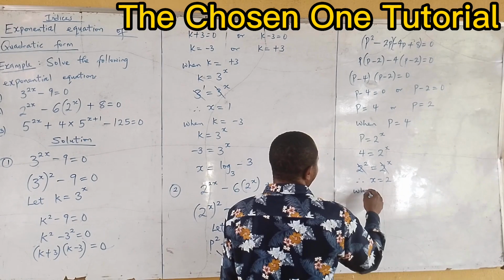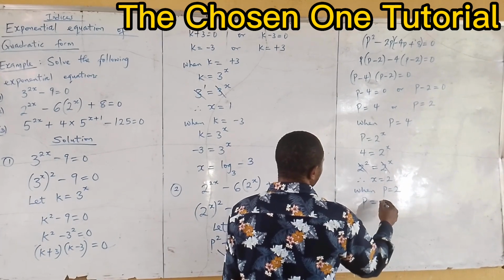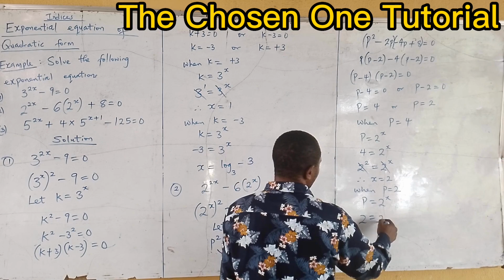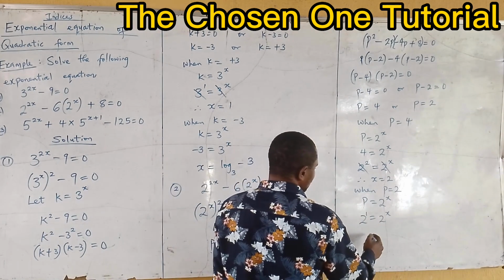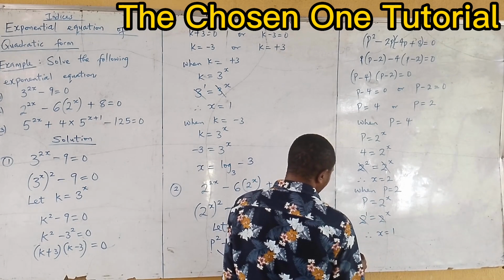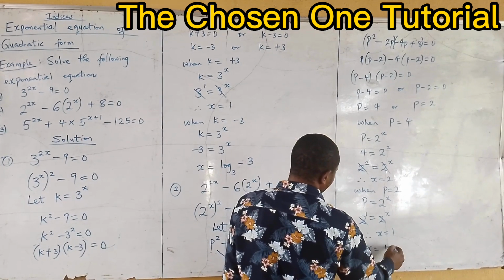And when p = 2, we are going to have p = 2^s. That means we are going to have 2 = 2^s, and don't forget that this is 2^1. So we eliminate these two here. Therefore, s = 1. So our final answer here is s = 1 or 2.